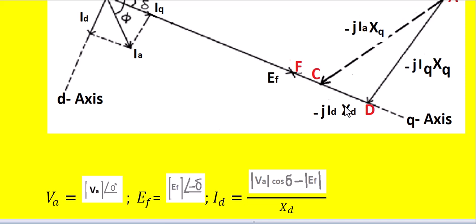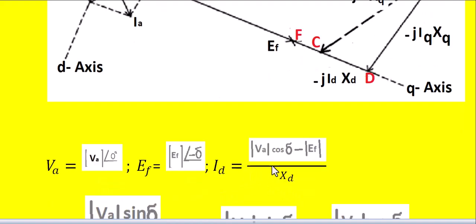And from the vector diagram, various relations can be obtained. One is Va is assumed as reference, Va at an angle of 0, and Ef will lag the Va by an angle called delta, that is represented by minus delta. Ef is equal to Ef at an angle of minus delta. And Id is (Va cos delta minus Ef) divided by Xd.